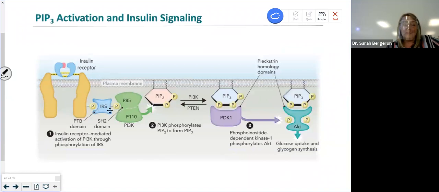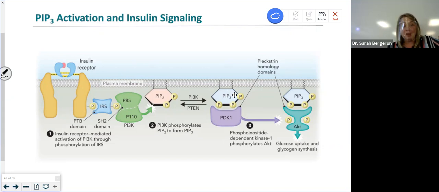So we have our insulin receptor substrate that's bound, right? We're going to activate this whole green thing, PI3 kinase. This kinase will phosphorylate what's called PIP2. Why do we call it PIP2? What's associated? 2 phosphates. So it's phosphorylated in 2 places. So what this kinase is going to do is phosphorylate it in a 3rd location.